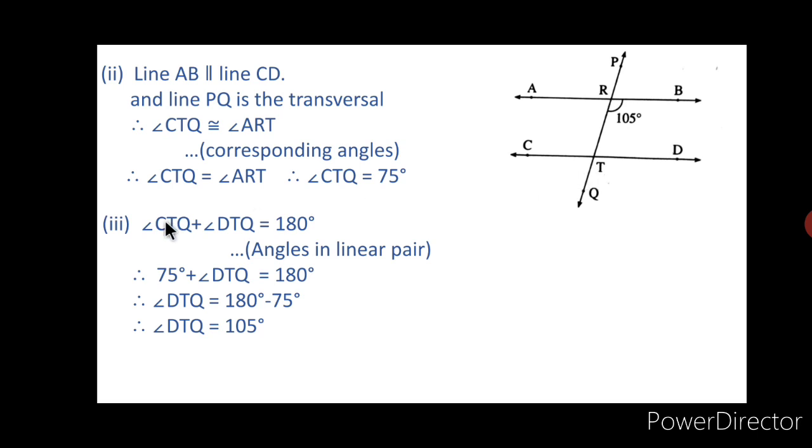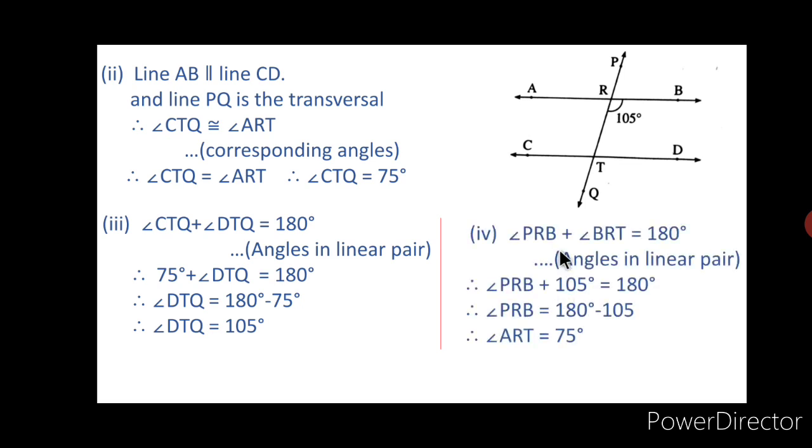When we put the value of angle CTQ as 75 degree, then we get 75 degree plus angle DTQ is equal to 180 degree. Angle DTQ is equal to 180 degree minus 75 degree, and here we get angle DTQ as 105 degree.